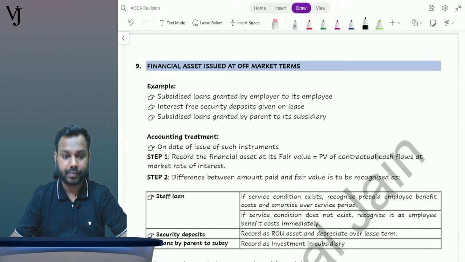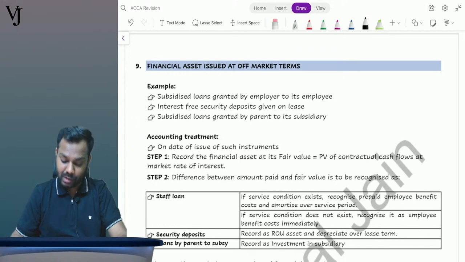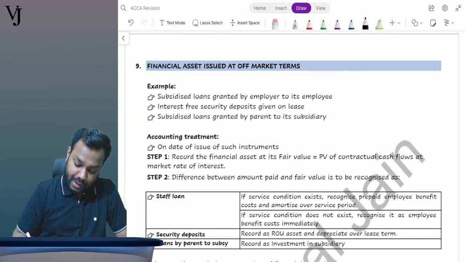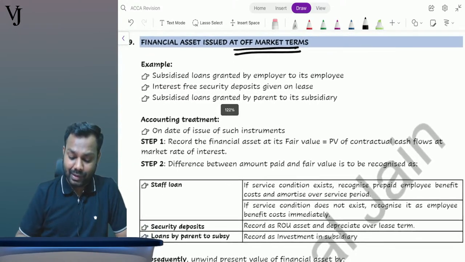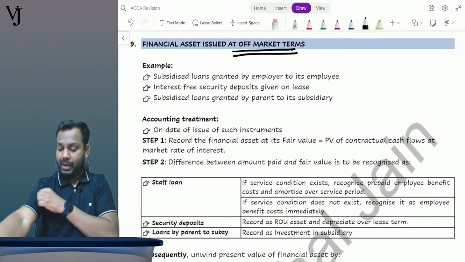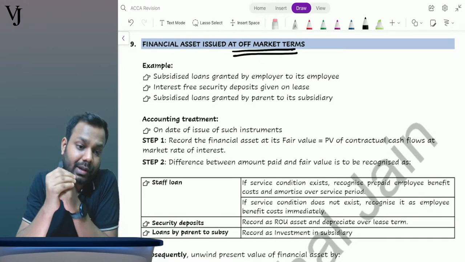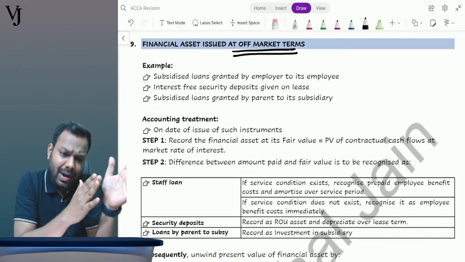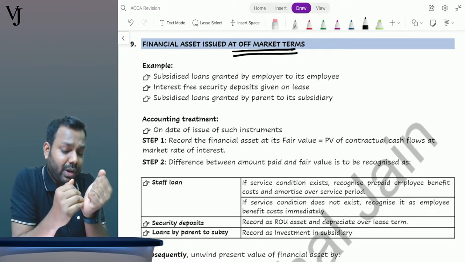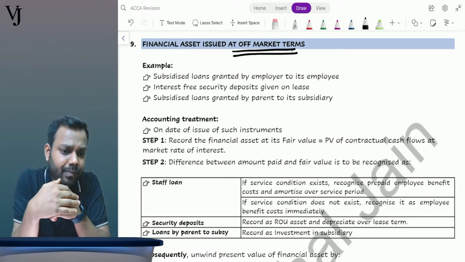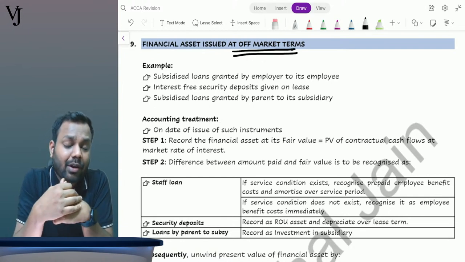Anyone having any queries so far? Now further, financial asset issued at off market terms. Whenever a financial asset is issued at market rate of interest, that is a normal financial asset. But when you issue the financial asset at lower than market rate of interest or at higher than market rate of interest, then in that case, we say that is financial asset at off market terms.